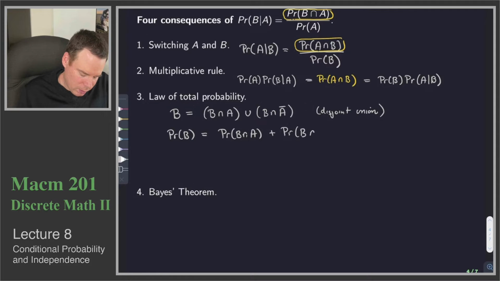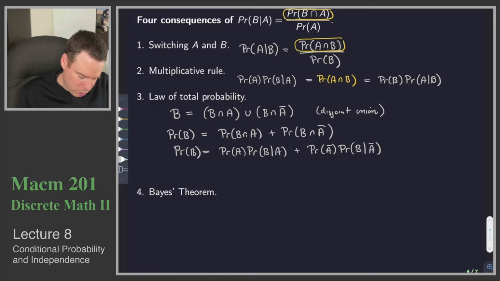And the nice thing about this is we now have an expression for the probability of an intersection as the product in terms of conditional probability. So the probability of B intersect A, that's the probability of A times the probability of B given A, plus the probability of the complement of A times the probability of B given the complement of A.